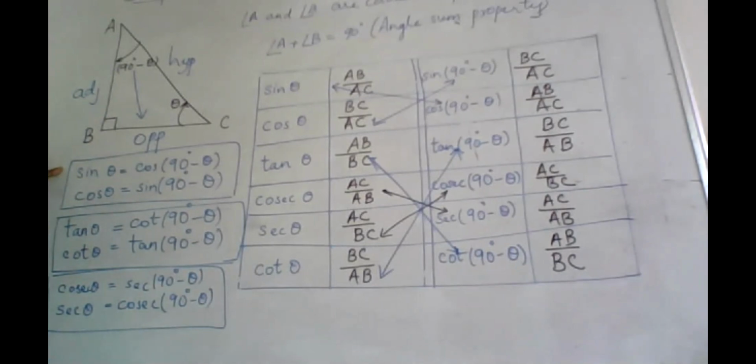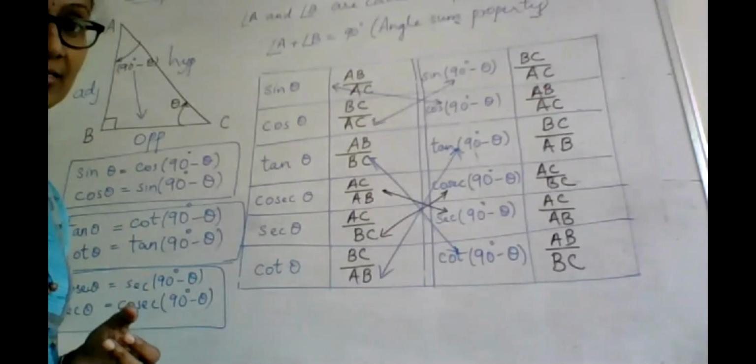But here there is a change. Sine and cosine are complementary, but sine and cosecant are reciprocals. Similarly, cos and sine are complementary, but cos and secant are reciprocal. So don't get confused between the reciprocal ratios and the complementary ratios. You should be clear about that.